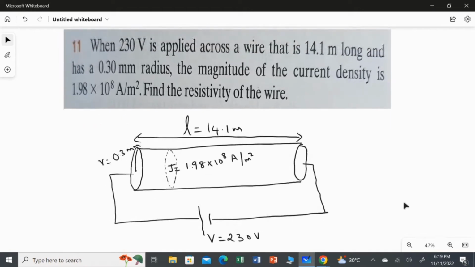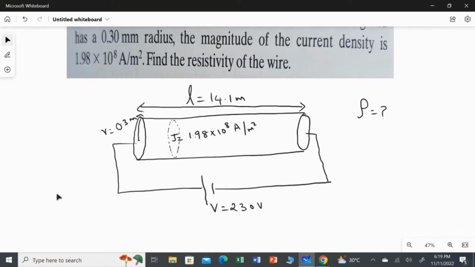They did not mention the material of the wire. They just give the length and the radius and the current density and the voltage applied across the wire. By using all these, we are going to find the resistivity. What is the resistivity? The rho value of the wire we are going to find. Clear? So now, for finding the value of the resistivity, we have to recall the formula.